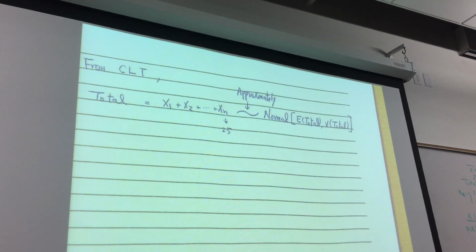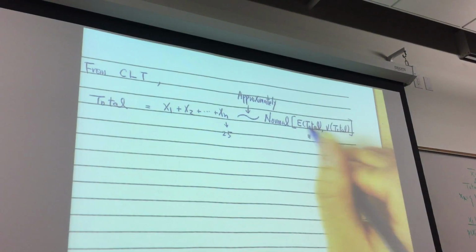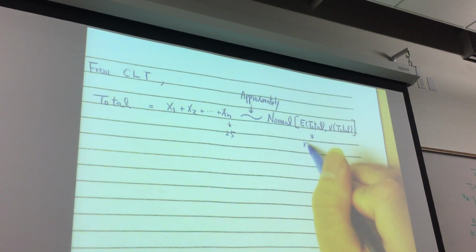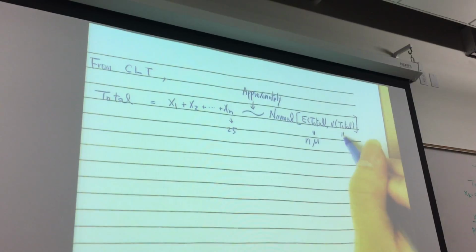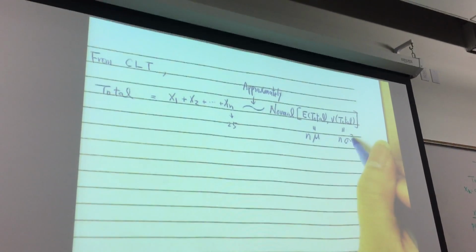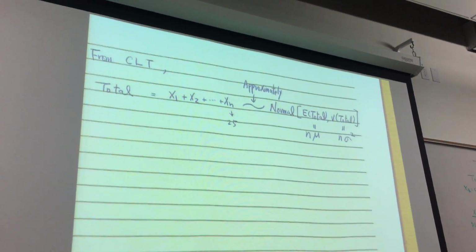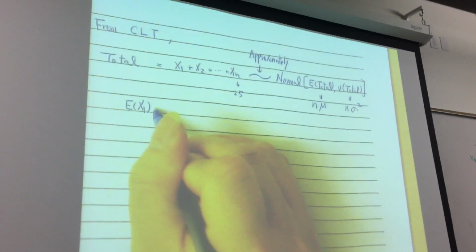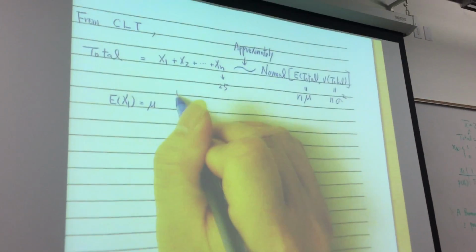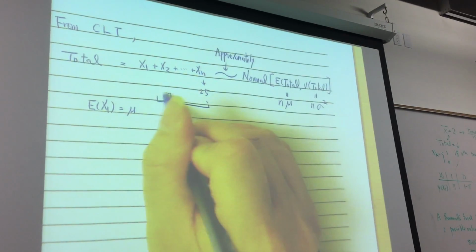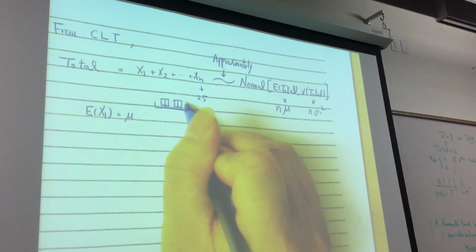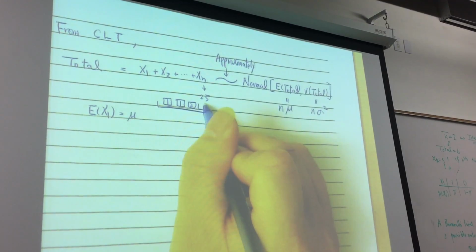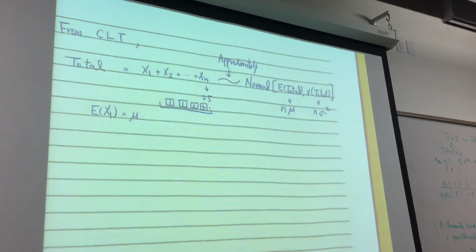As I have just shown you, the expected value of the sample total is n times the mean. The variance of the sample total is n sigma squared. Okay? But what is the mean? Remember, E[X1] is the mean. This is the box: 1, 1, 2, 4.